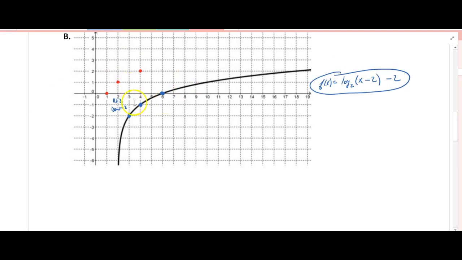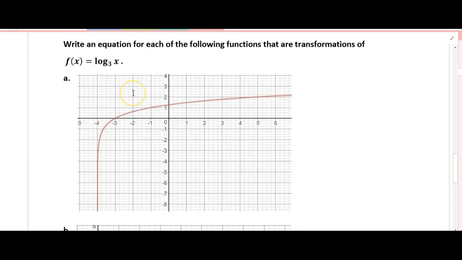Okay, so do me a favor. There's 3 U-try problems. Go ahead and try them and then come back and check your answers.